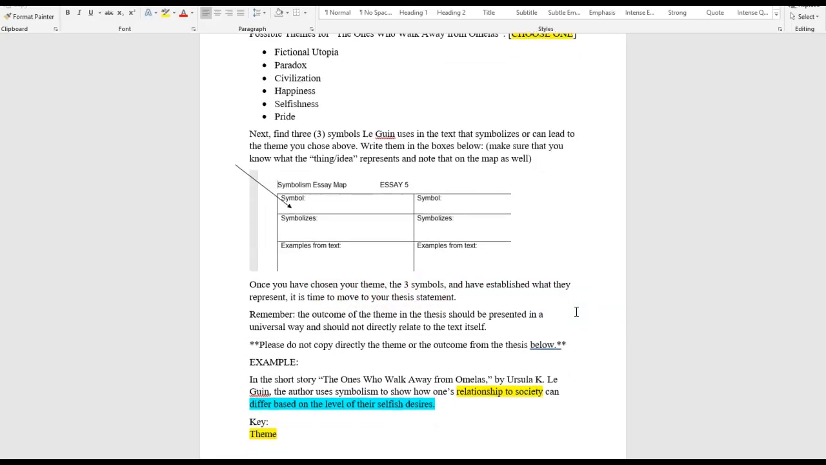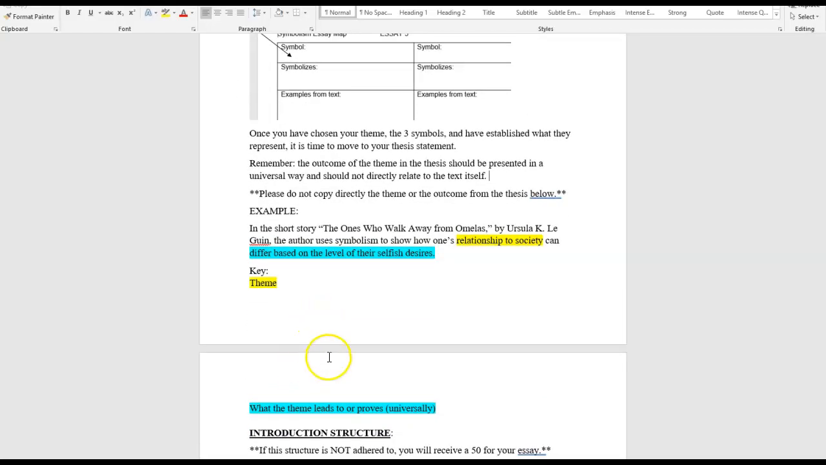Once you've chosen your theme, the 3 symbols, and have established what they represent, it's time to move to your thesis statement. Remember, the outcome of the theme in the thesis should be presented in a universal way and should not directly relate to the text itself. Reread that again, just so you know. Please do not copy directly the theme or the outcome from the thesis below in my example.